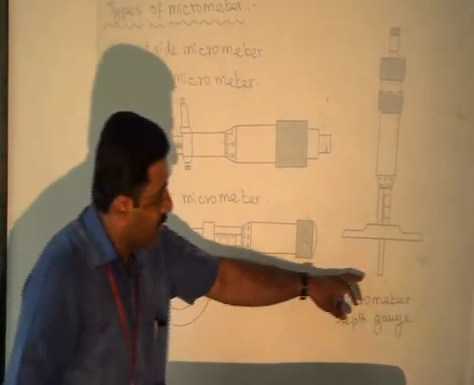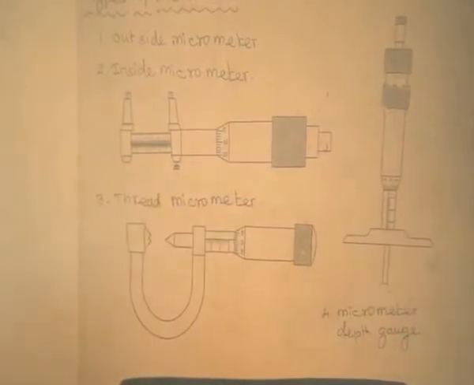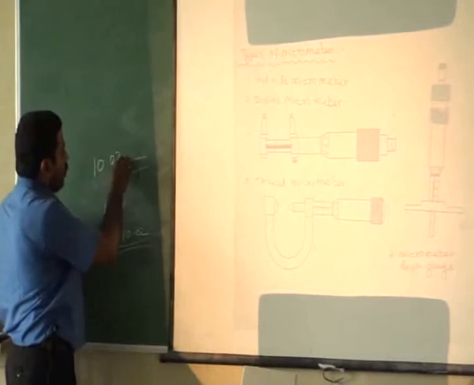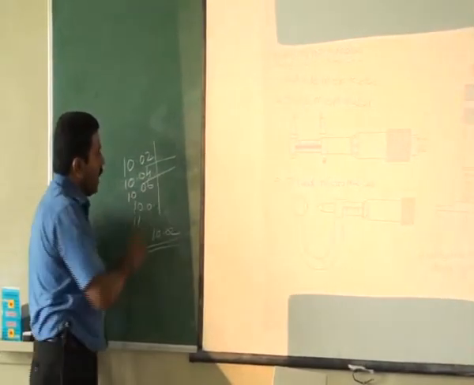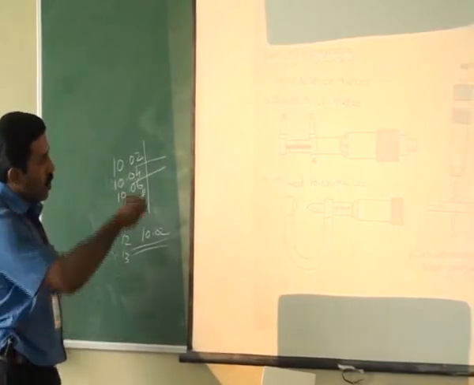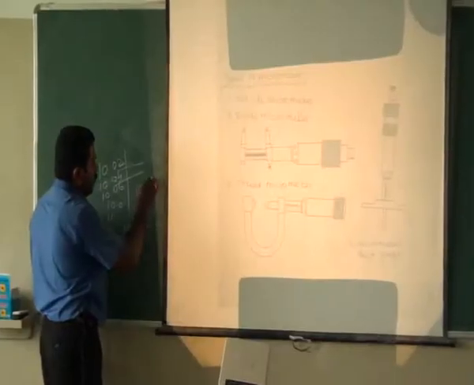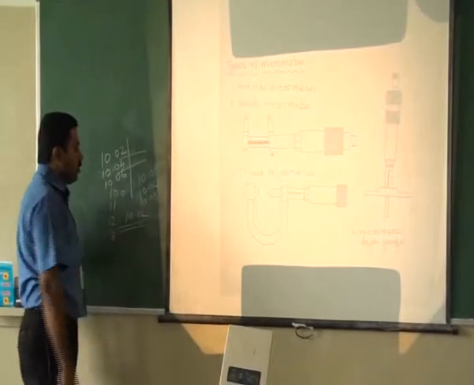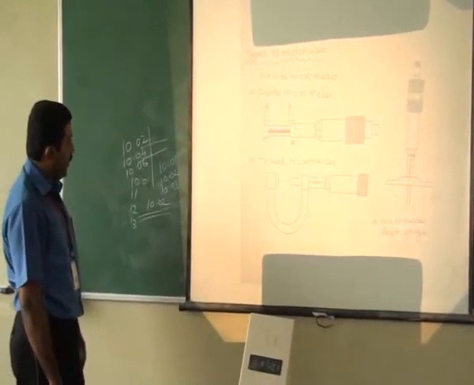So the accuracy of the component is the main thing, so we can measure the component. In this vernier caliper, the accuracy level is, for example, for 10 mm, we get 10.02, 10.04 and then 10.06. But by using the micrometer, we are getting the values 10.01, 10.02 and then 10.03. So similarly, we are getting a more accurate level than the vernier caliper.